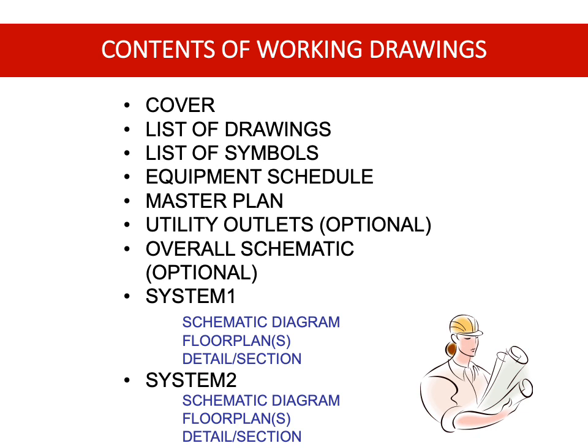So when you have to submit the working drawings for the piping, you actually need to have a cover, a list of the drawings that you need to have, the list of symbols that you use for the piping, and the equipment schedules, the master plan, the utility outlets if you have them, the overall schematic, and in the system you may need to have a schematic diagram, the floor plans, and the details of each section. So let's go through.